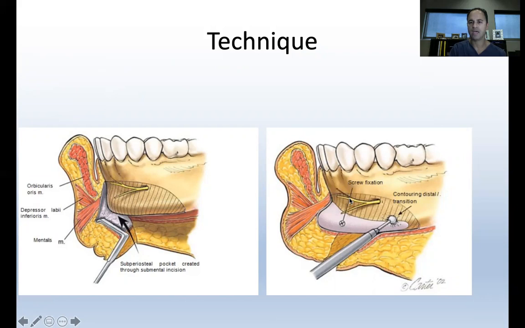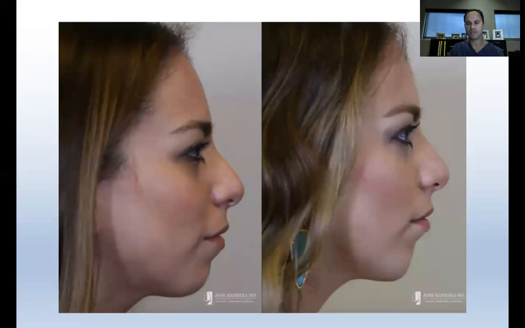This is the same patient, as you can see here, postoperatively, with a better improvement in that inclination plane and a straighter jawline as a result. And this is her in the AP view.